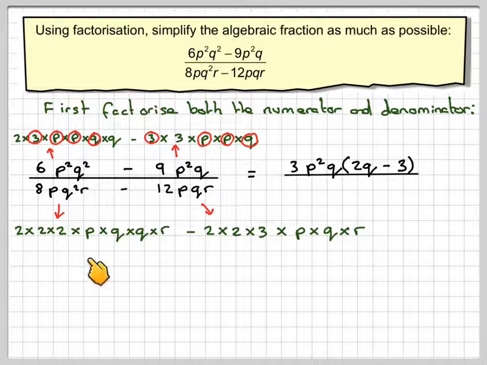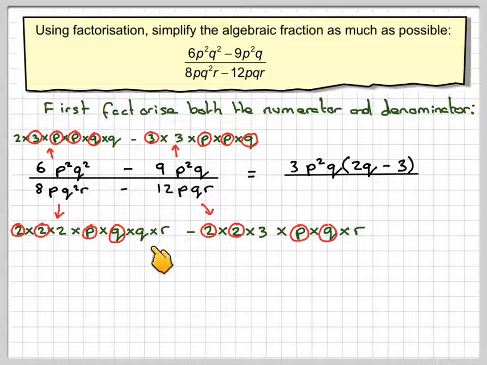Right, pairing up. So there's a 2 which can be paired up. There's another 2 that can be paired up. That 2 and the 3 can't be paired up, but there's a p that can be paired up. There is a q that can be paired up. And that other q can't be paired up with anything, but there is a pair of r's as well. So the common factor is going to be 4pqr. 4pqr, open up the bracket. What we've got left here, 2 times q and a 3 here.